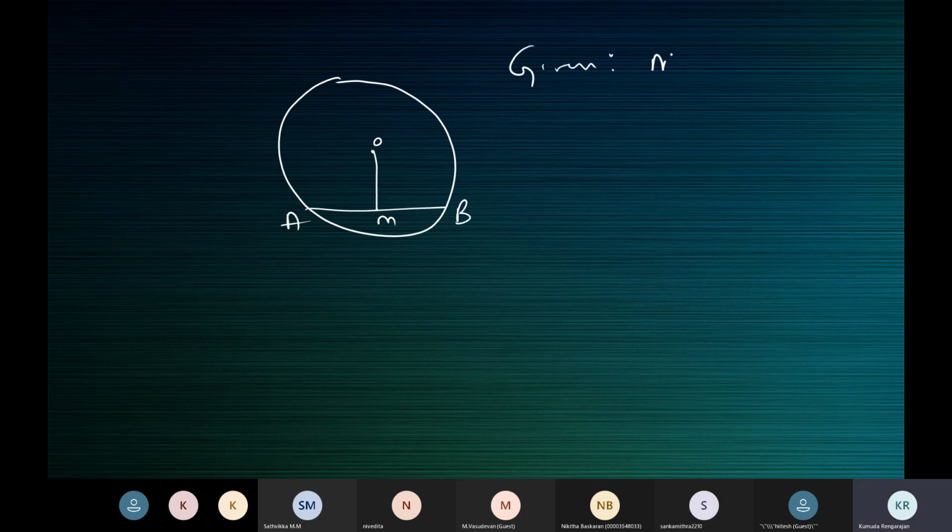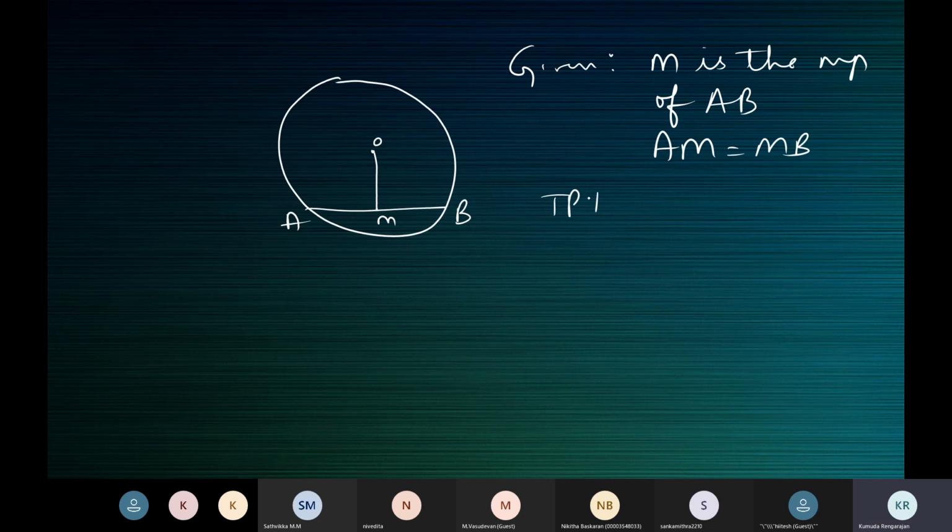So we are given that M is the midpoint of AB, or in other words, we know that AM is equal to MB. We need to prove that OM is perpendicular to AB. So again, construction, we'll complete the triangles, join OA and OB.